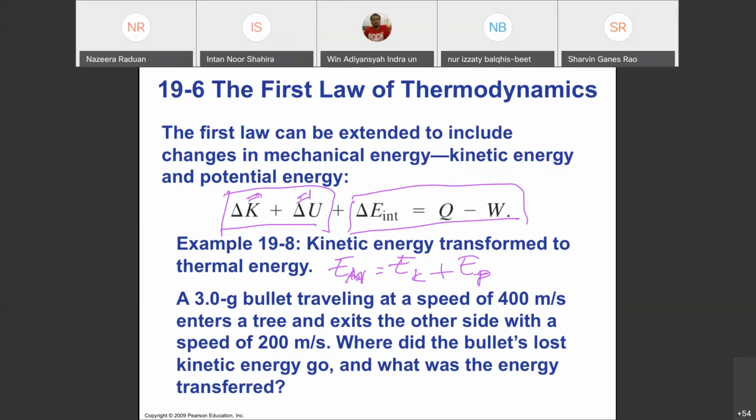So by using the formula, let me check. The system here is the tree and the bullet, for example. If you look at the potential energy, there is none, because potential energy is equal to mgh, right? So h is 0. So we can delete the potential energy, this one.